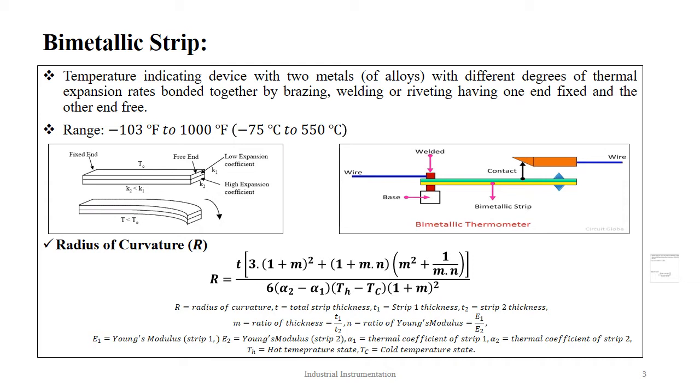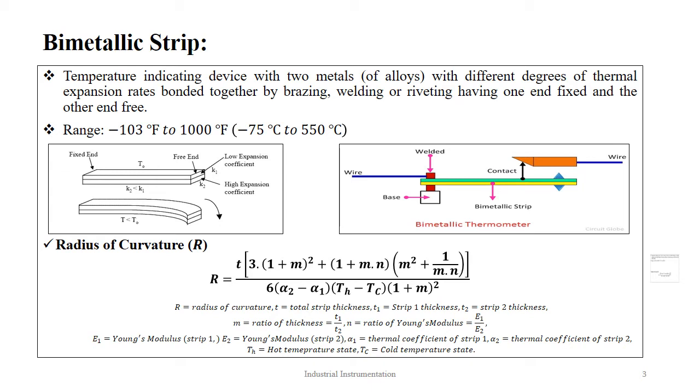The free end is heated and based on the temperature expansion rates, the two metals expand differently, thus bends inward or outward accordingly. The bending curvature is measured, which is the indication of the temperature. The strip is attached to a pointer arrangement to ease the temperature reading. The operational range of the bimetallic strip is from minus 103 degree Fahrenheit to 1000 degree Fahrenheit, or in Celsius from minus 75 to 550 degrees Celsius.